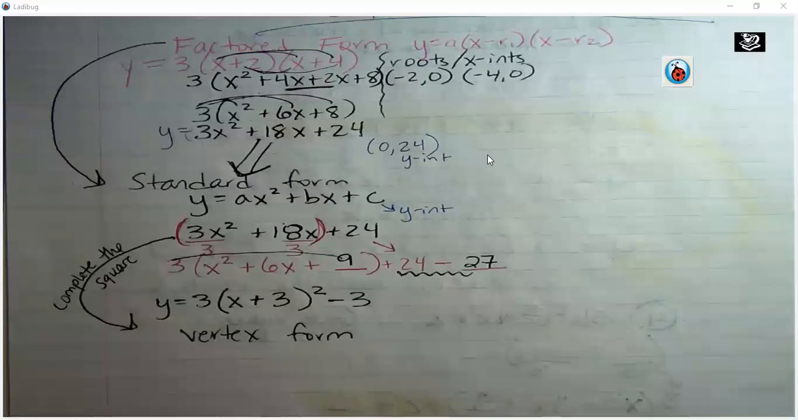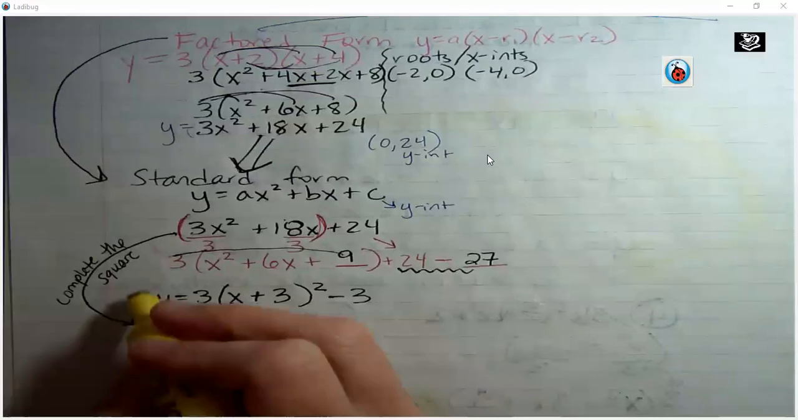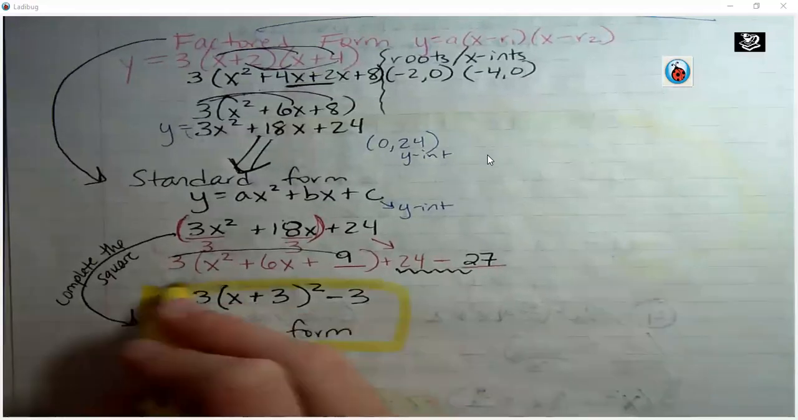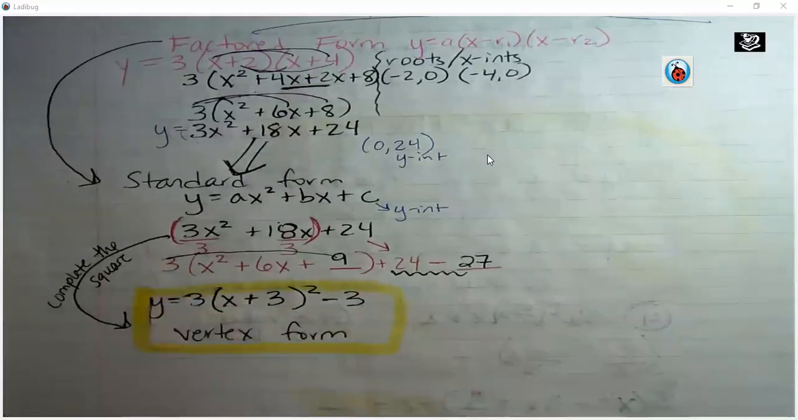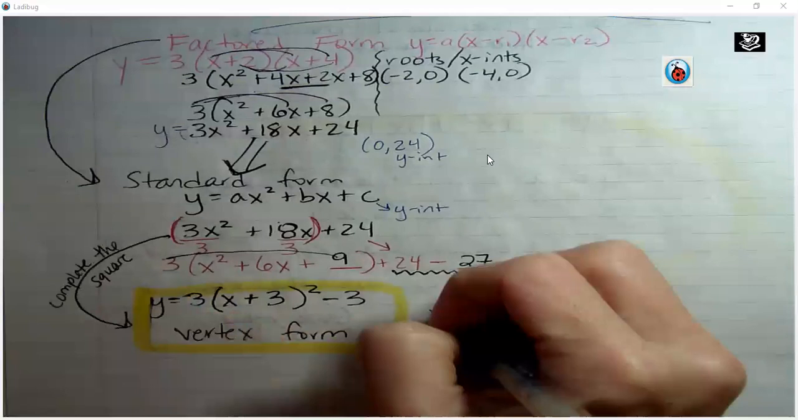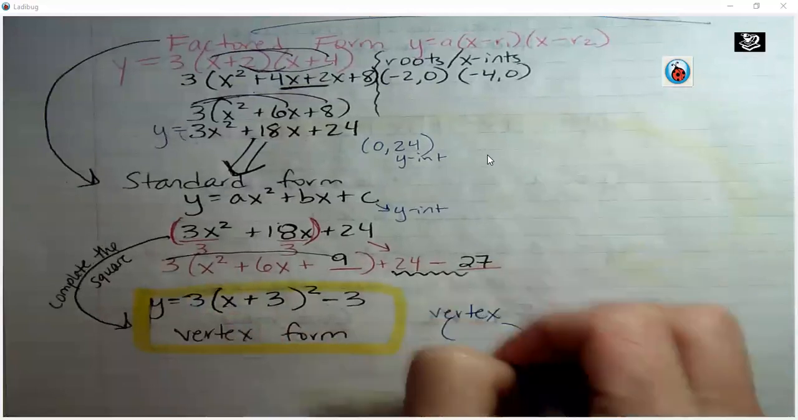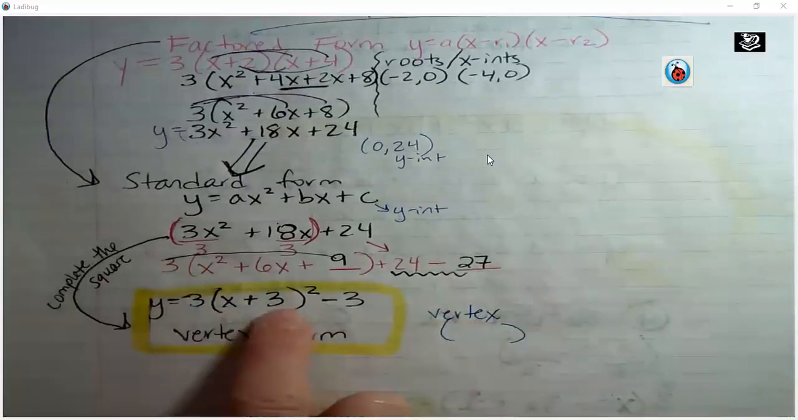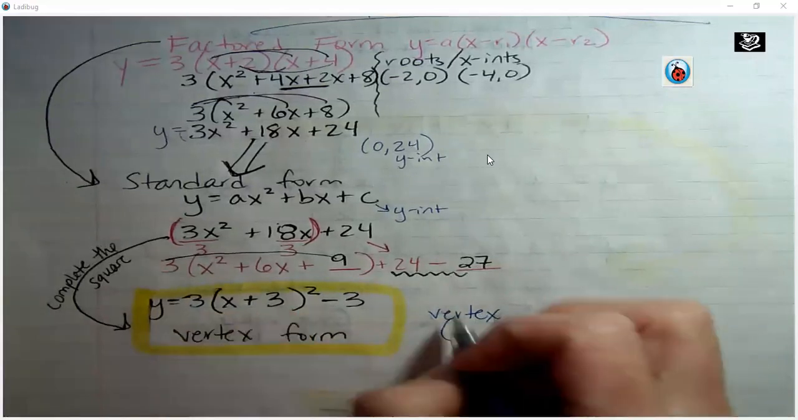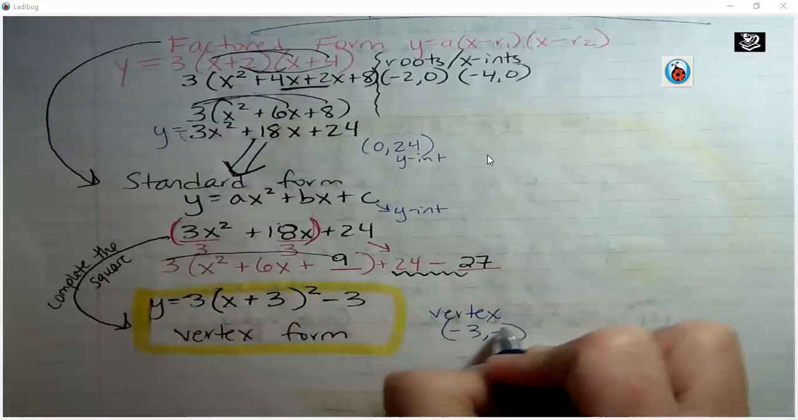Vertex form. I am now in vertex form. What information does vertex form give you? The vertex. All right. Somebody who has not answered today, what would be the vertex of this one? -3, -3. Very good, Jay. -3, -3 would be your vertex.